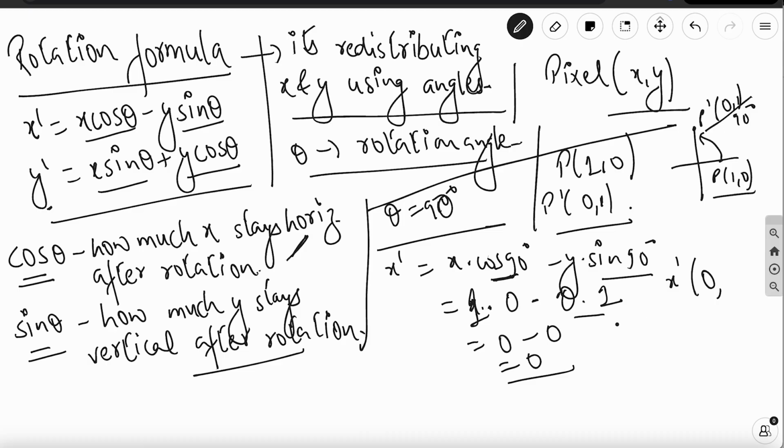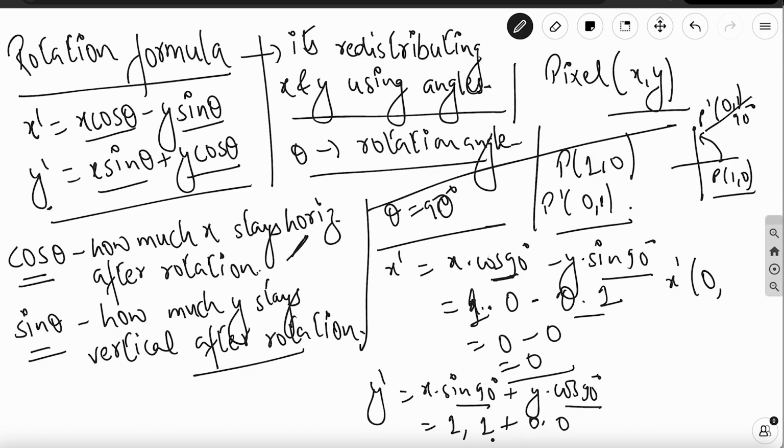Okay, now for y dash: x into sin 90 plus y into cos 90. So we know that x here is 1, sin of 90 is 1, y is 0 and cos of 90 is also 0. So it turns out 1 into 1, plus 0 into 0, so 1 into 1 is 1. So y dash is 1.